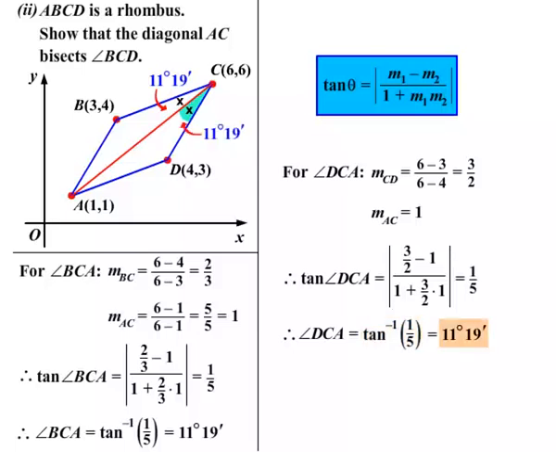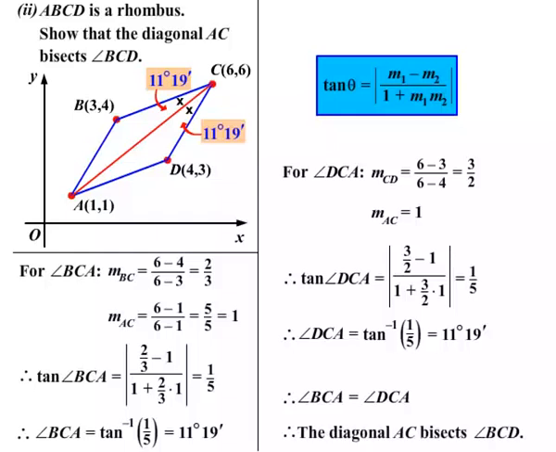So same angle as before, let's mark that in on the diagram. So looking at them, they are the same angle, terrific. So therefore we can say that angle BCA equals angle DCA, and as a result, therefore the diagonal AC bisects angle BCD. Excellent. Well, that concludes the lesson. Good luck with your questions.